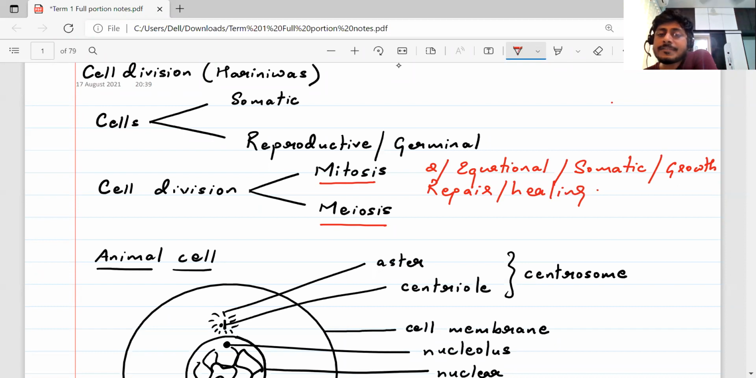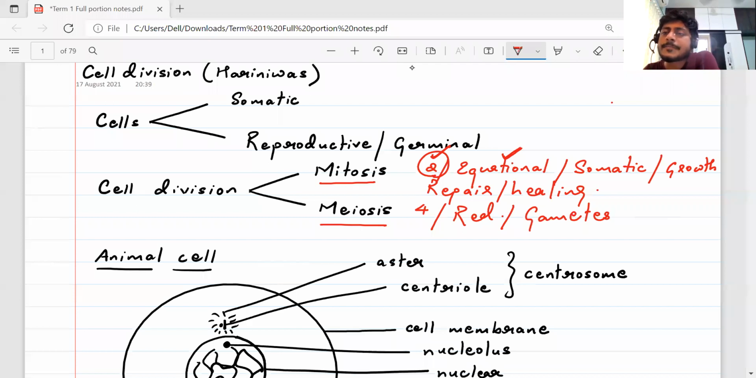Meiosis is your type of cell division which produces four daughter cells, is a reductional division because the chromosome number of the daughter cell is half of the parent cell. It helps in the production of gametes. These are the major differences between mitosis and meiosis, of which they will very commonly try and test the number of daughter cells produced and the chromosome number of the daughter cell. The number of daughter cells produced in mitosis is 2, in meiosis is 4. In mitosis, the chromosome number of the daughter cell will be equal to the parent cell. In meiosis, it will be half of the parent cell.